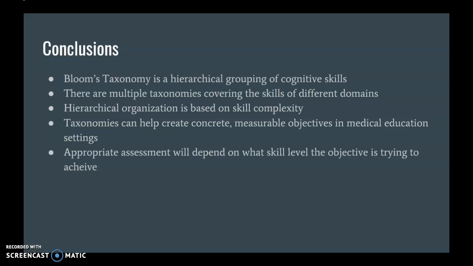So in conclusion, Bloom's taxonomy groups 6 cognitive skills in a hierarchy, with the complexity of each skill building on the ones below. There are not just the cognitive domain taxonomies, but multiple taxonomies that cover the skills for various other domains, and all of these taxonomies can help guide objective creation and assessment in medical education.